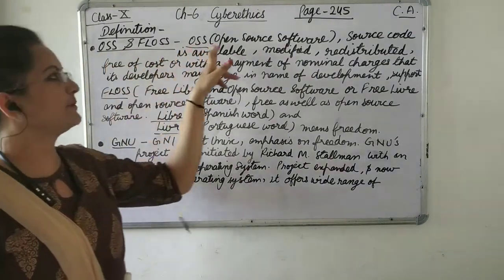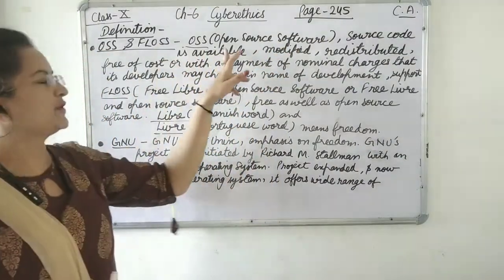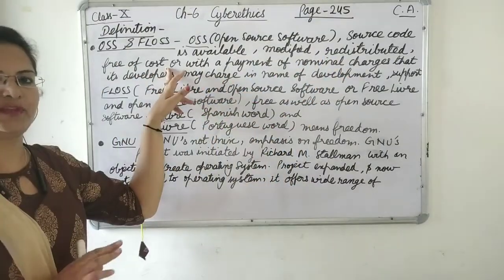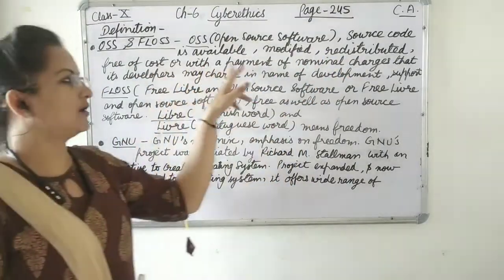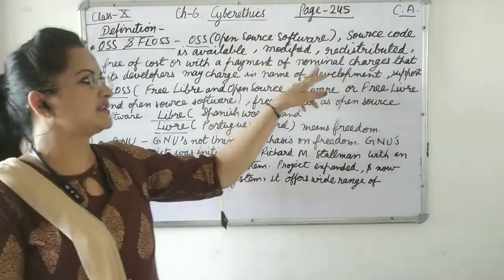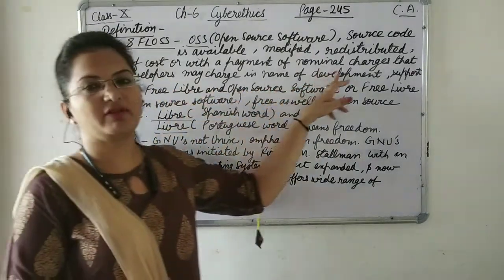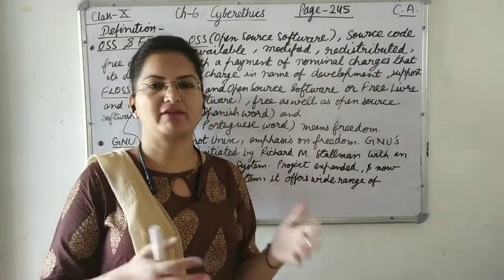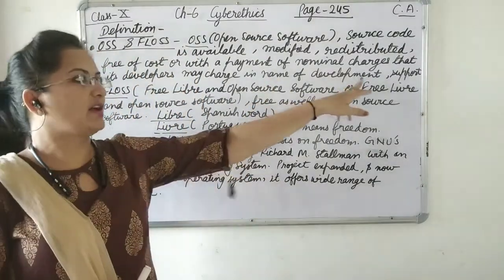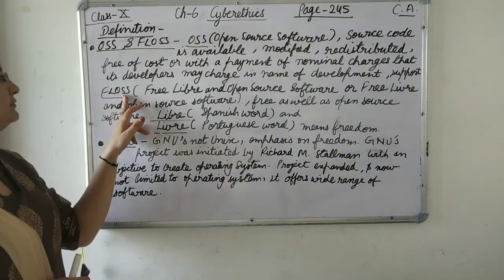OSS full form is open source software. You already know about open source softwares, that the source code is freely available, it can be modified, it can be redistributed, and it is totally free of cost, or the developer can simply ask for some payment that will be a nominal charge, which the developer may charge in the name of development and support. If developers ask for the nominal charge, then it can be used for the development purpose and the support of the software.